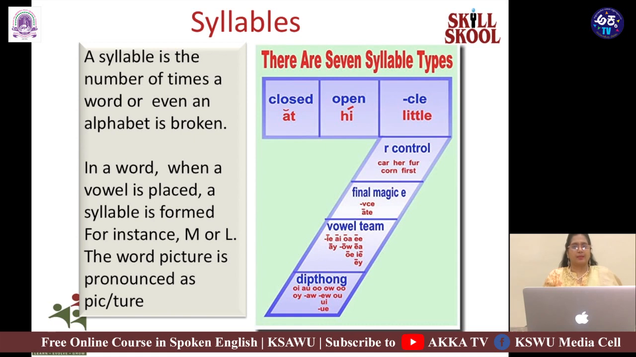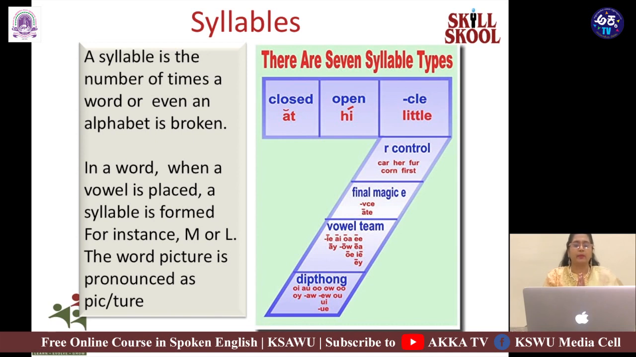What are syllables? Have you heard this word, syllable? Well, a syllable is the division that is made while pronouncing a word. And we divide a word wherever there's a vowel. Very simple. So, a syllable is the number of times a word, or sometimes even an alphabet, is divided.